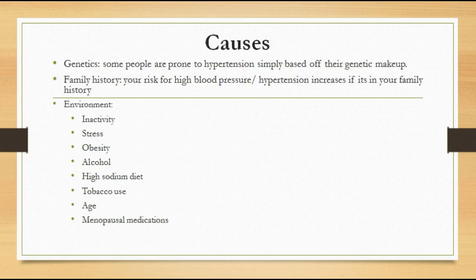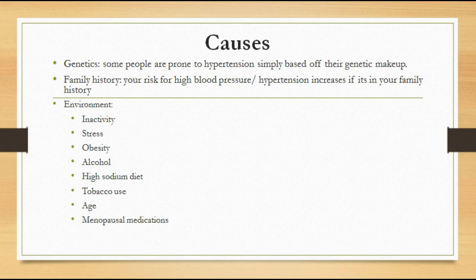Causes. Sometimes the causes and risk factors kind of line up next to each other. Genetics. Some people are prone to hypertension simply based on their genetic makeup. Like I said before, risk factors. What is in the line of family?